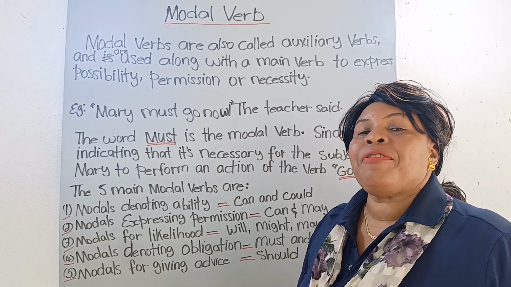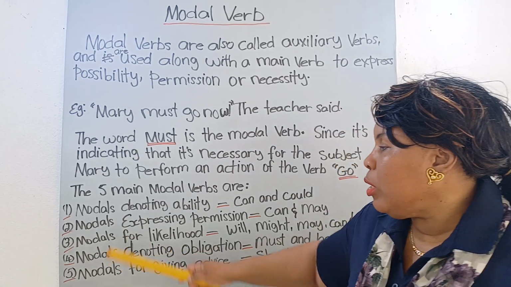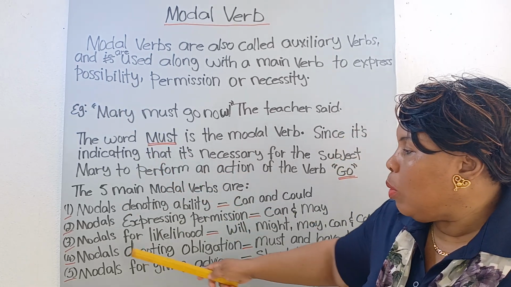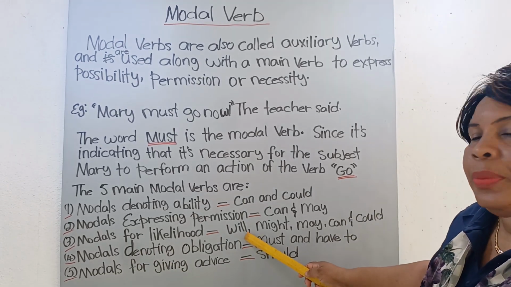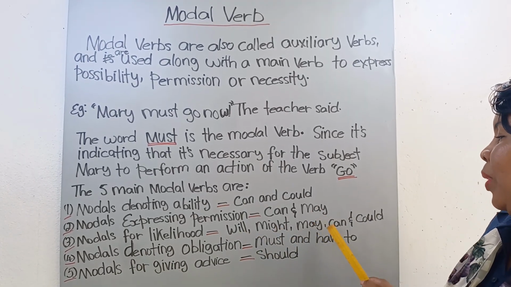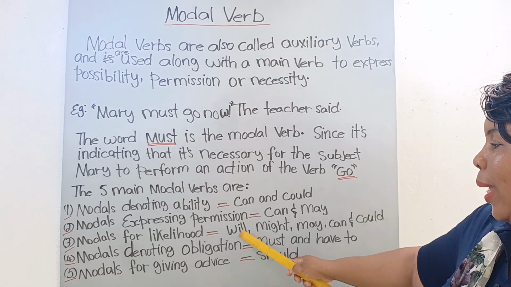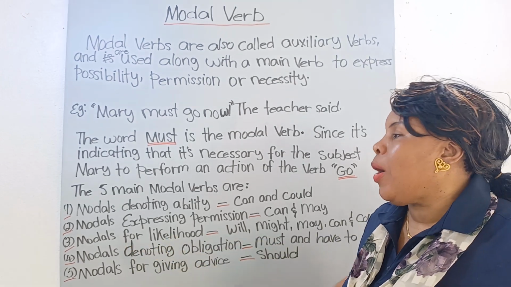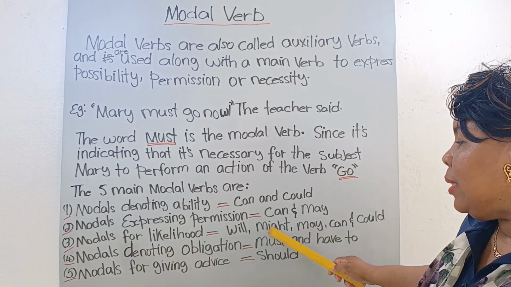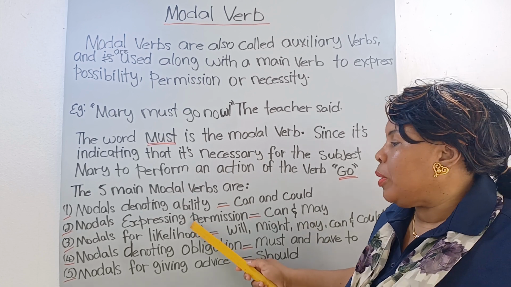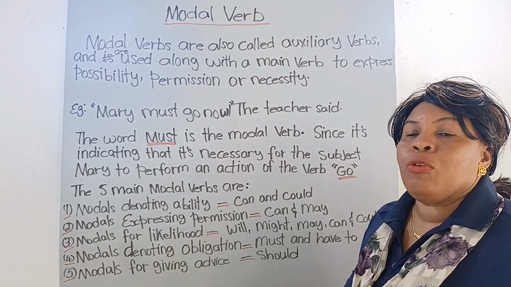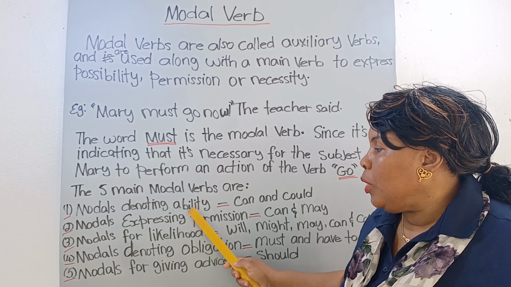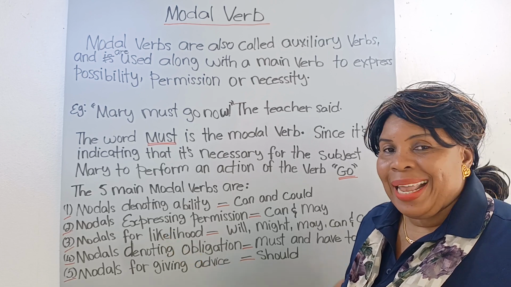Number 3, modals for likelihood, right? Remember, likelihood falls under what? Possibility. So modals for likelihood: will, might, may, can, and could. And that is the modals for likelihood. Notice may falls under what? Permission, and it also falls under likelihood. May falls under permission and also under likelihood.